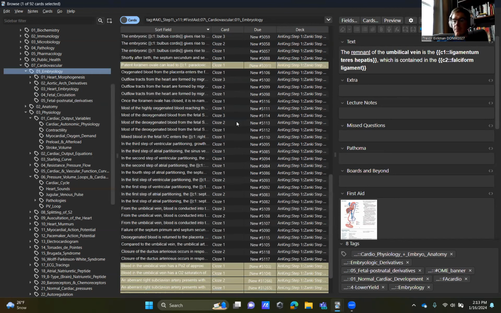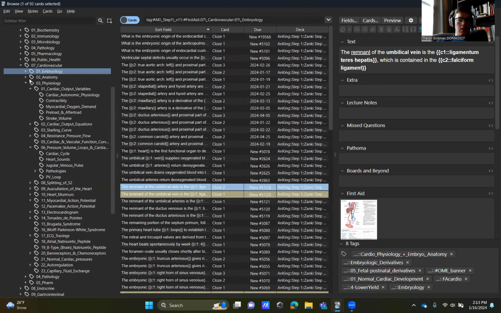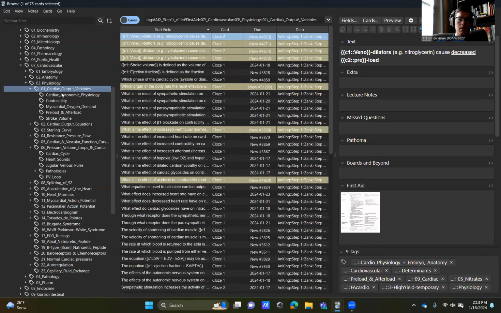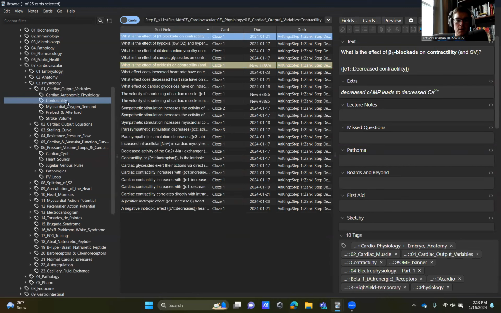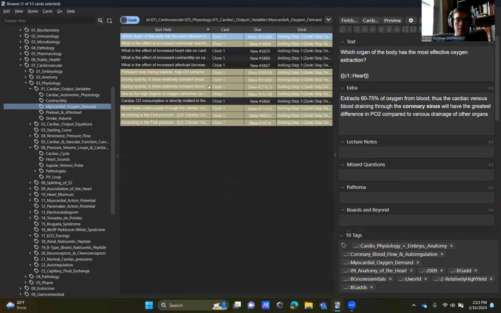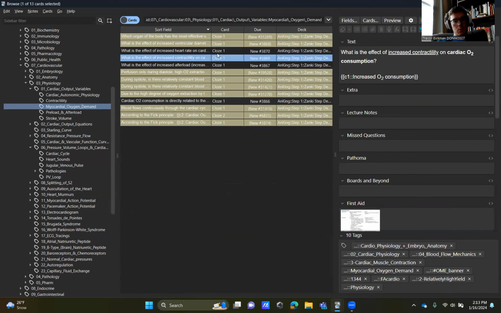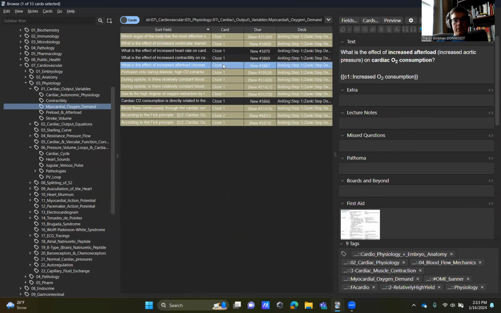You should almost have all of this activated now. And then we're going to go into physiology where we had a lot today. So we're going to start in part one of physiology. And in my previous videos, I activated all these, but I just want to review it quick. So cardiac autonomic physiology, all of it. Contractility, all of it, except this one. Oxygen demand, this is some new cards. So third, fourth, and fifth.